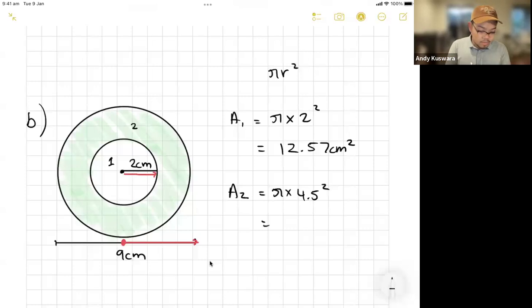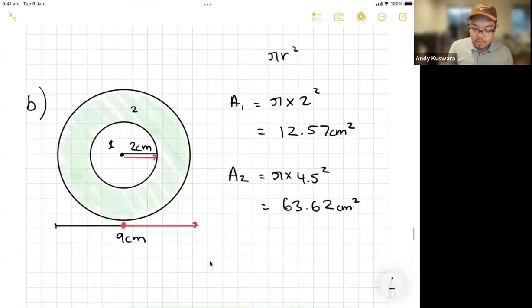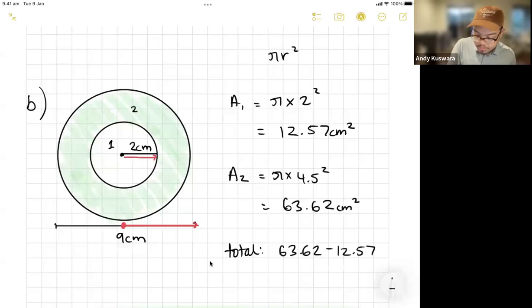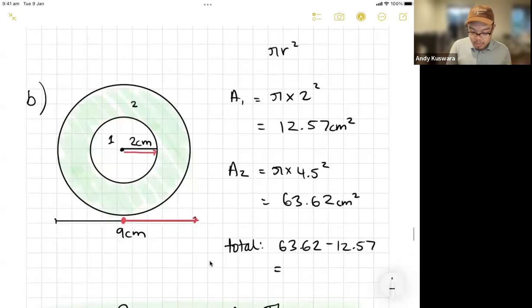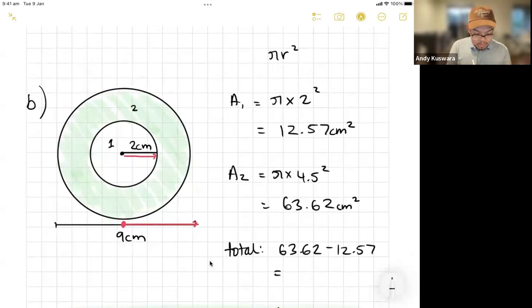And this gives you 63.617, so to two decimal places it's 63.62 centimeters squared. The reason I give a little bit extra is so that when I do the total, because I started with area 2, the big green area, and then I'm taking away the little area in between, it's clearly a minus question. So I'll go 63.62, take away 12.57. And let's see what we get here.